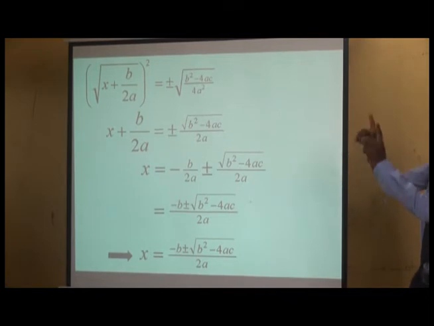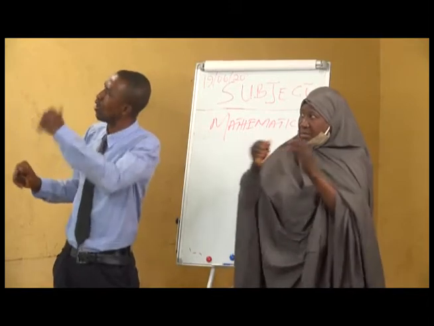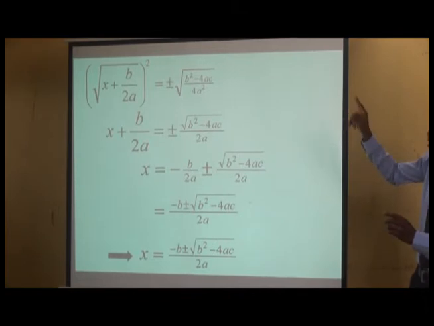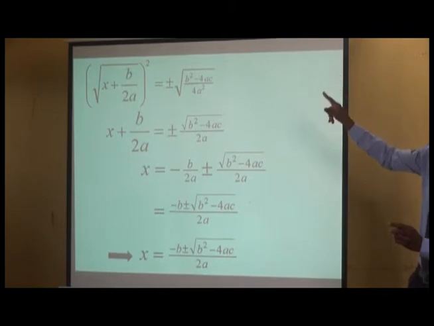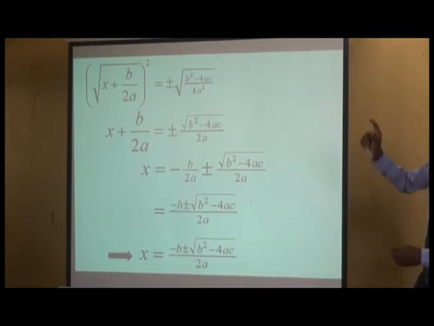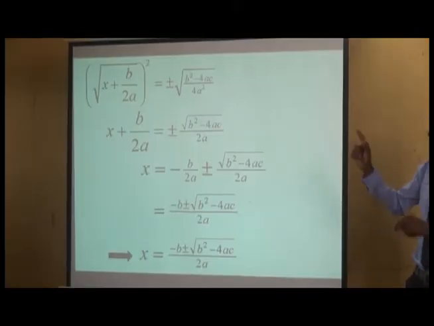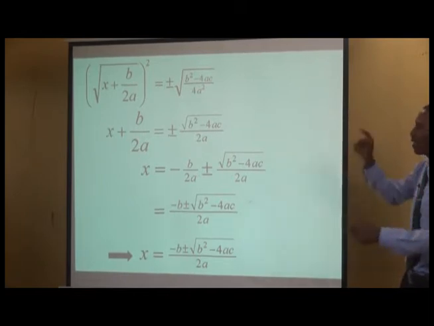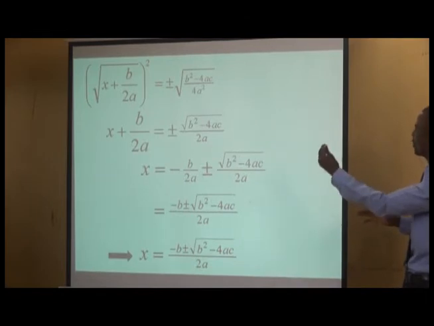By indices, the square root of (x plus b over 2a) all raised to the power of 2 on the left can also be written as (x plus b over 2a) in brackets to the power of 2 multiplied by 1 over 2, when you follow the laws of indices. And of course, 2 times 1 over 2 will give you 1. So the left-hand side becomes x plus b over 2a.